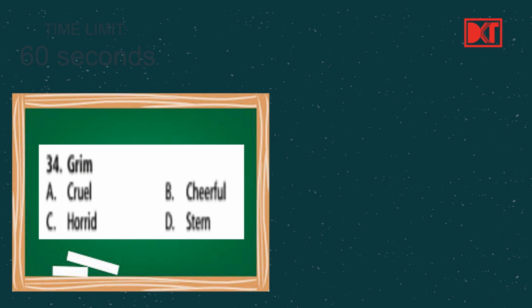Okay, so the next word is grim. The options are A. Cruel, B. Cheerful, C. Horrid, D. Stern. So here the opposite is cheerful. Cheerful means being happy and joyful and cheery. The other options like grim refers to being serious, cruel, someone who's harsh, horrid refers to horrible, and stern again serious. Grim, serious, cruel, horrid, stern, all these can be synonyms, whereas cheerful is an antonym.